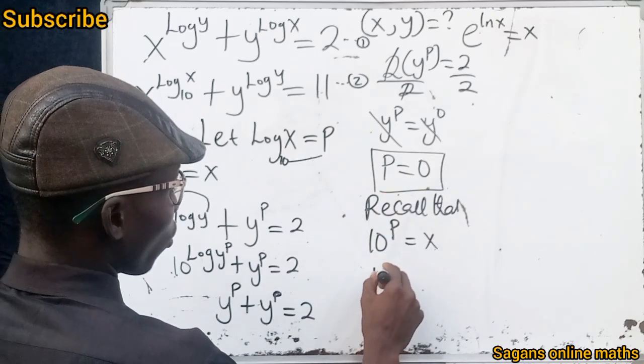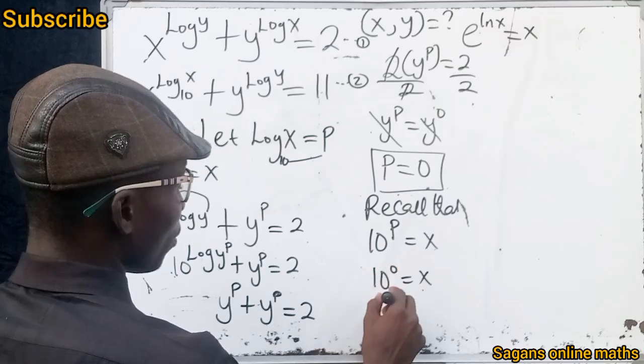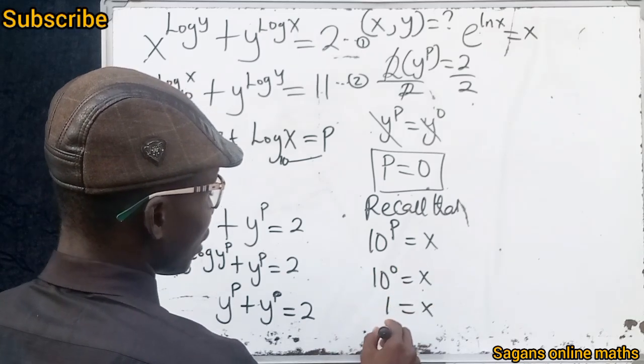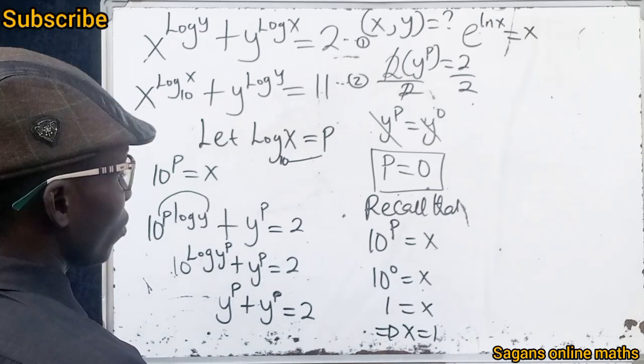That means 10 raised to the power of 0 is equal to x. And remember the properties of indices: 10 raised to the power of 0 simply means 1, equal to x. And this implies that our x is equal to 1. Wow. What about the y?